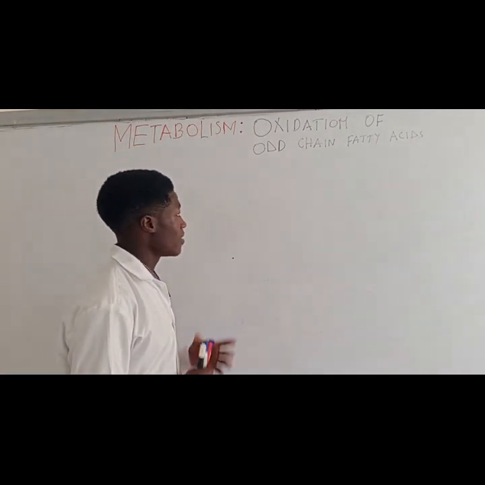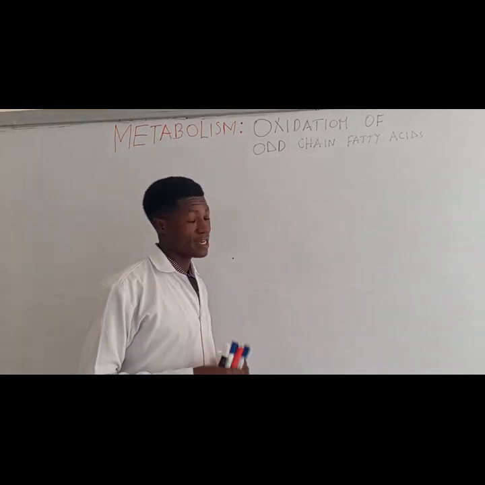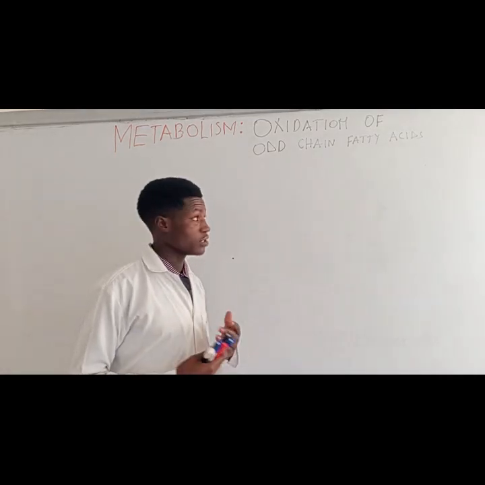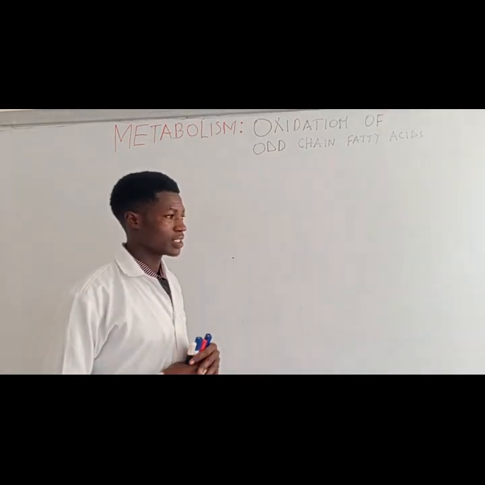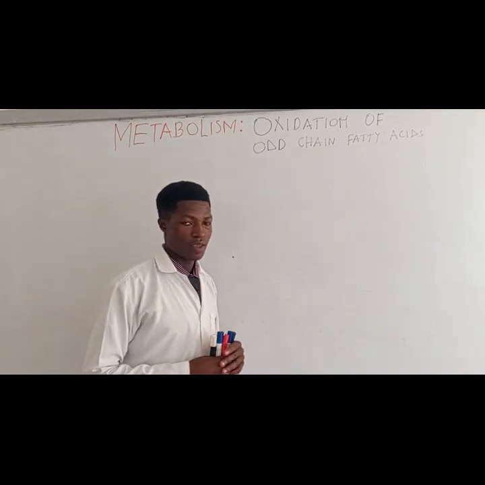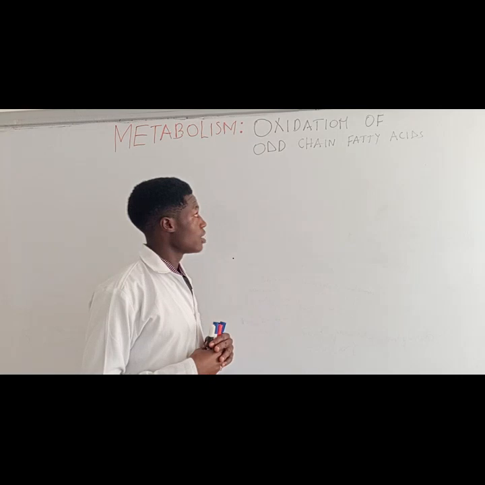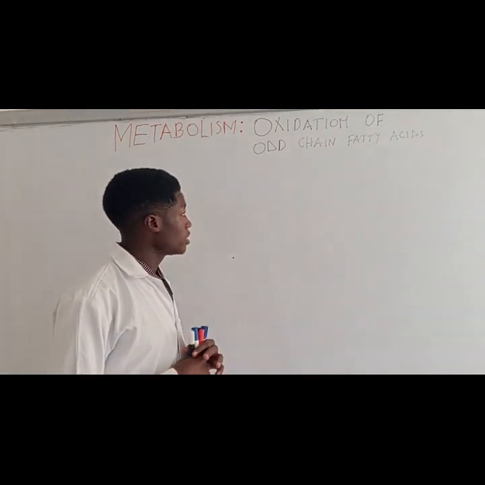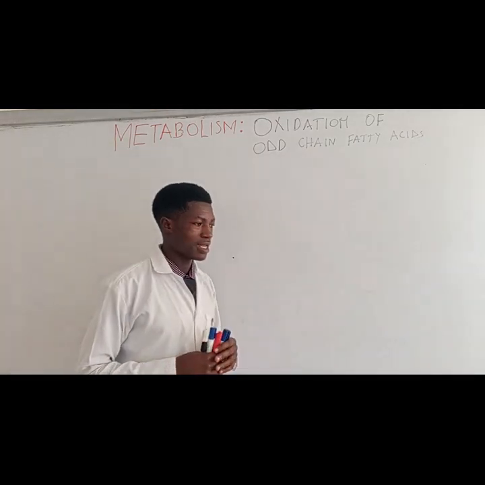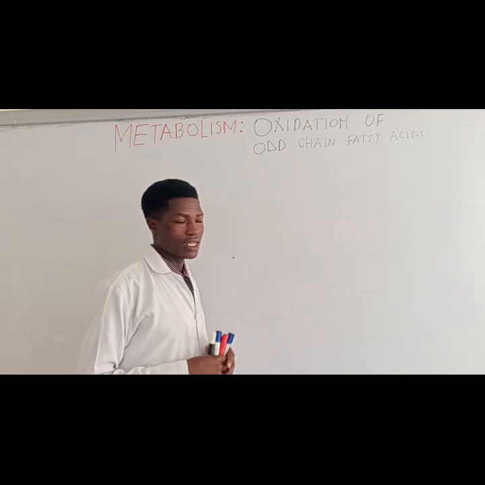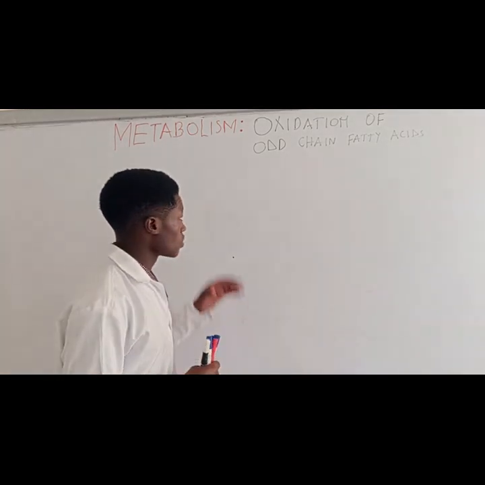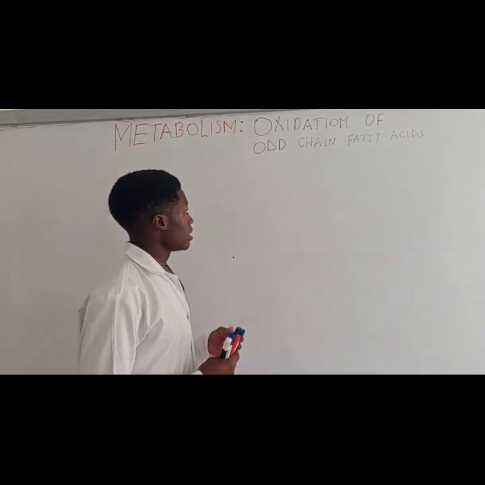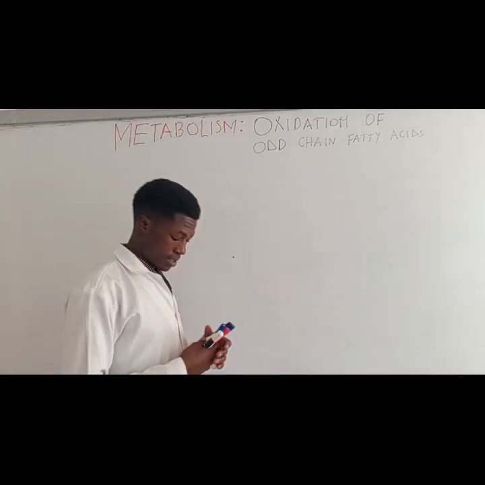We are going to talk about the oxidation of odd chain fatty acids. We have done the oxidation of the even chain fatty acids when we were describing beta oxidation. If you haven't watched that, please go back and watch so that you know where we are moving from here. Now, oxidation of odd chain fatty acids. We know odd numbers are like 13, 15, 17, 19, you know the odd numbers. So we're going to see how we are going to degrade the fatty acids with odd numbers.